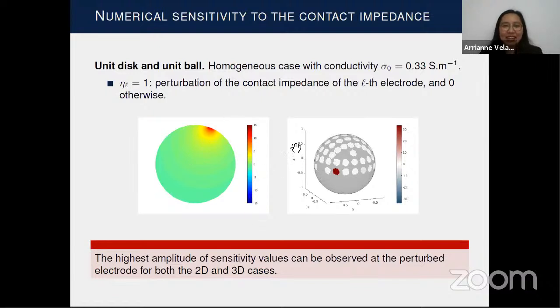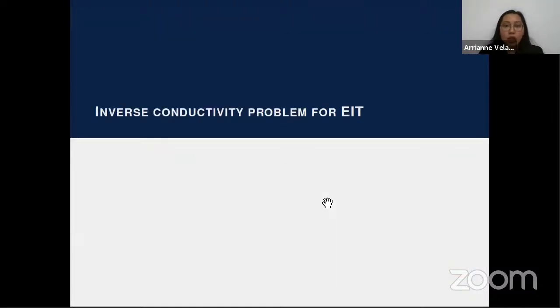And we conclude that the highest amplitude of the sensitivity values is localized at the perturbed electrode for both the 2D and 3D cases. The 3D simulation here is done by a colleague, Jeremy Ellen. Okay, so the numerical sensitivity we've done earlier provides us the information on which surface electrode the electric potential is most affected. So we present here a preliminary numerical implementation that will confirm those observations.